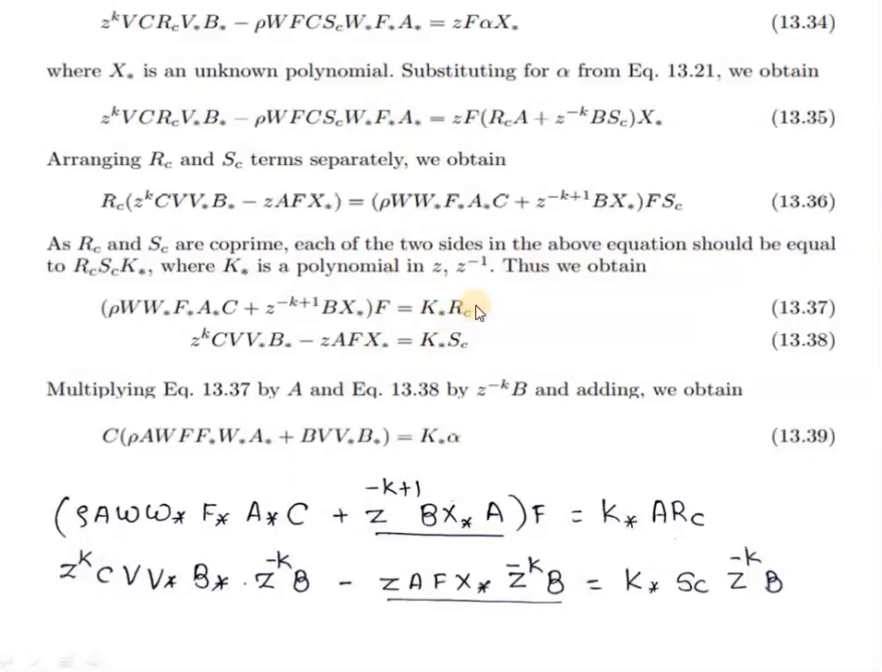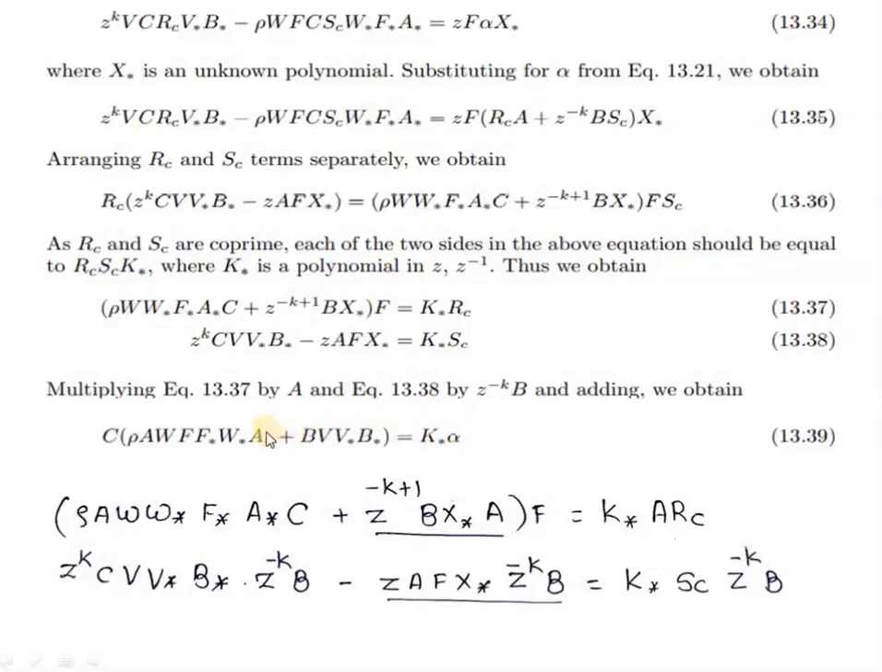We multiply this equation with A, and the second equation we multiply with z raised to minus k into B. Now we multiply, and then we add the two equations. While multiplying and adding we get the result: C into rho into A into W F star W star A star plus B into V star B star equals K star into alpha.